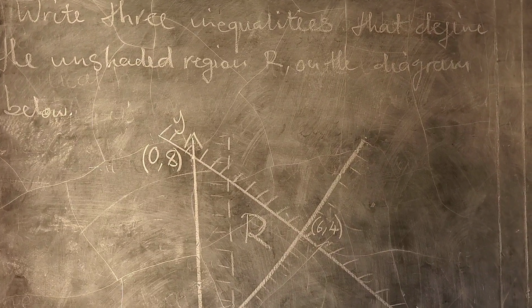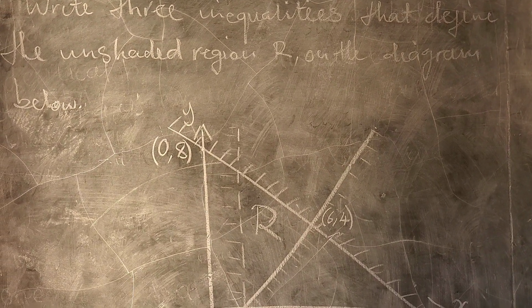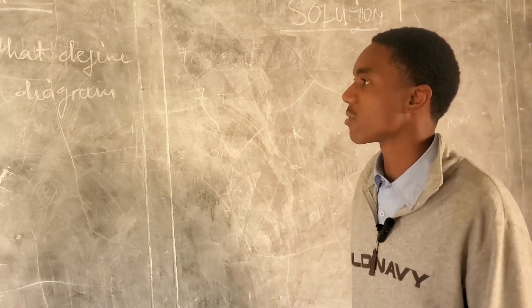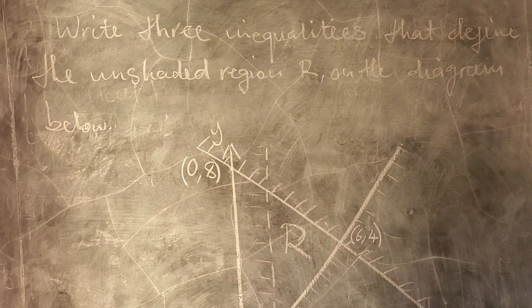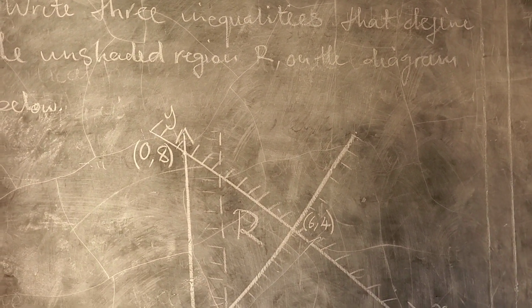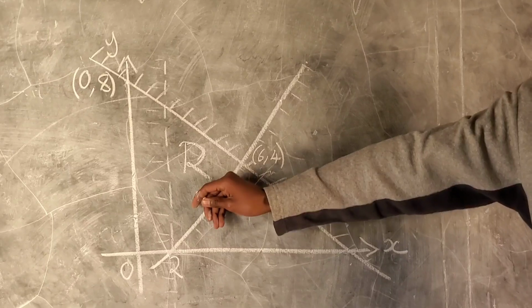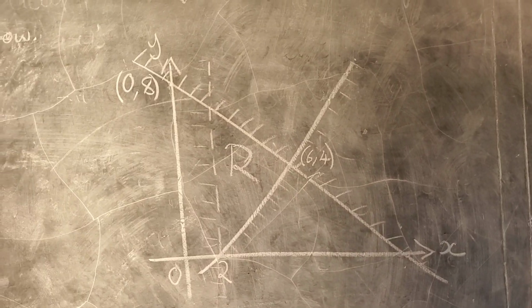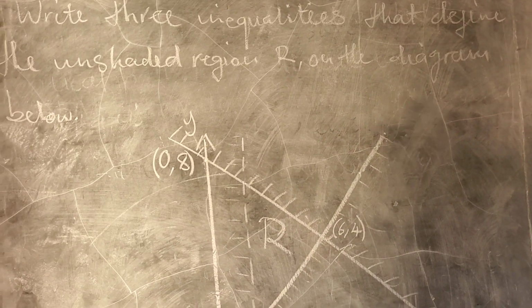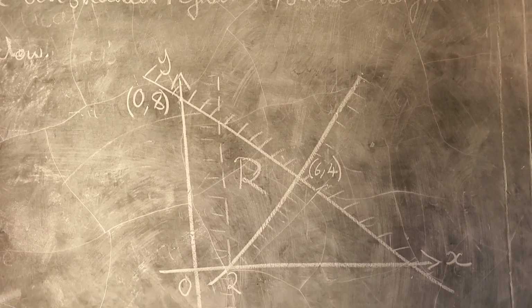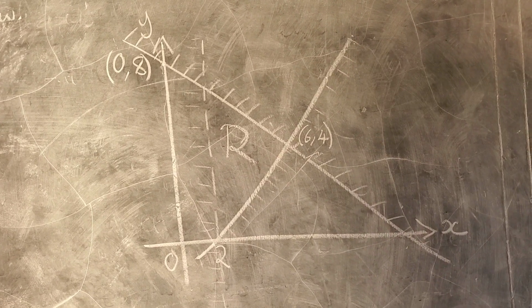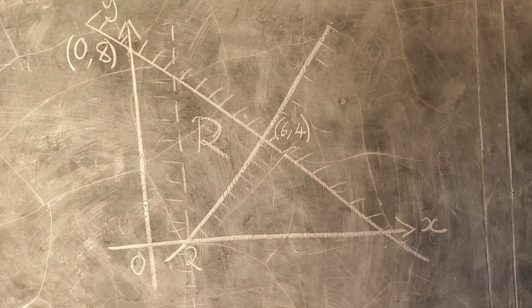Okay, so the question tells us to write three inequalities that define the unshaded region R on the diagram below. So the wanted region is this one, and this is the unshaded region R. So we'll move to this other side so that we can work out our solution.